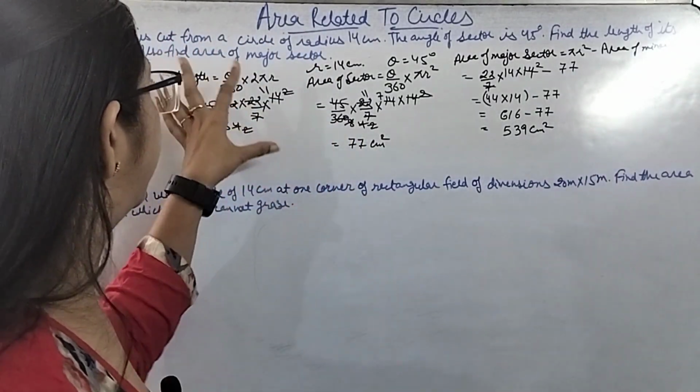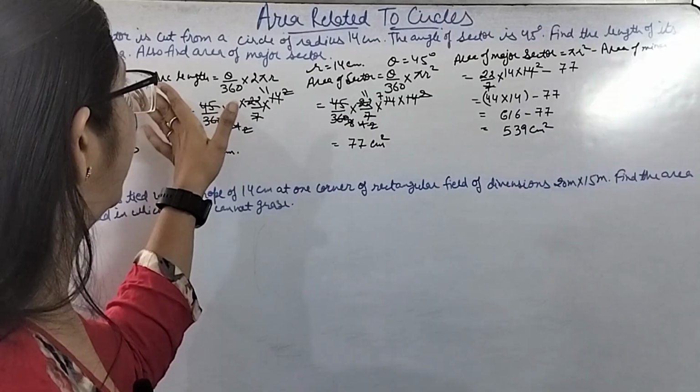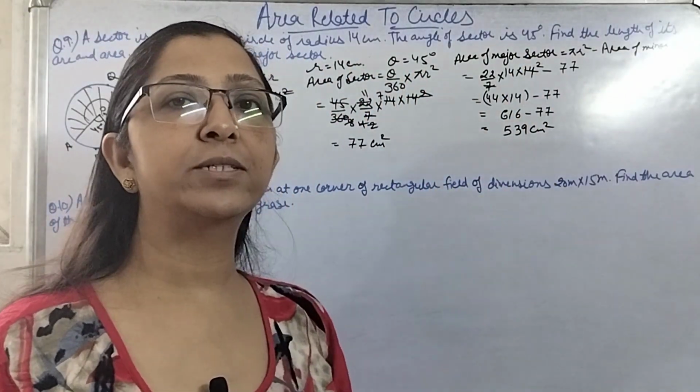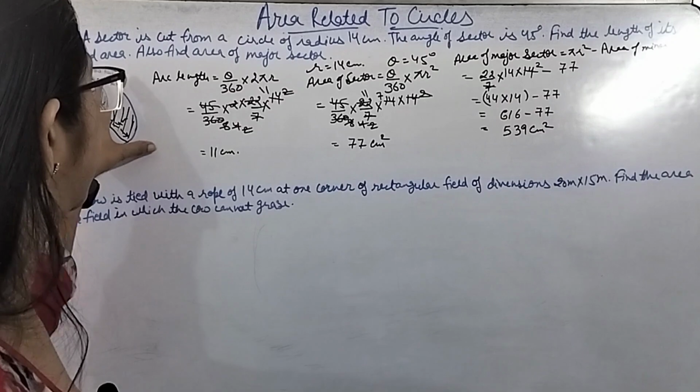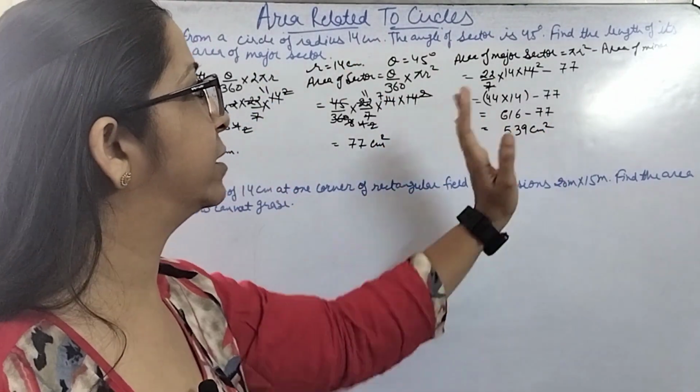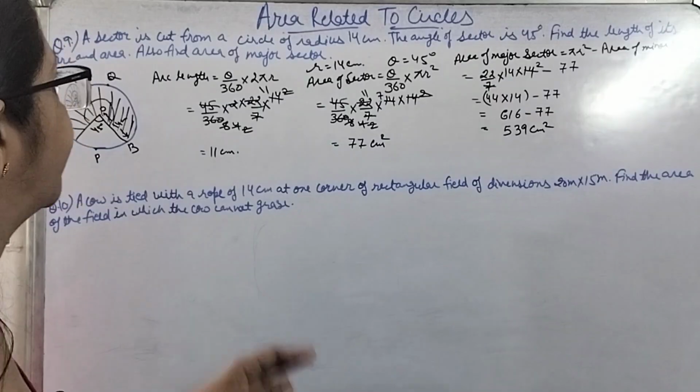So this is how we can find it. This is the formula for the area of the sector. For the area of the major sector, from the whole area of the circle, we can subtract the area of the minor sector. We will be getting the area of the major sector.